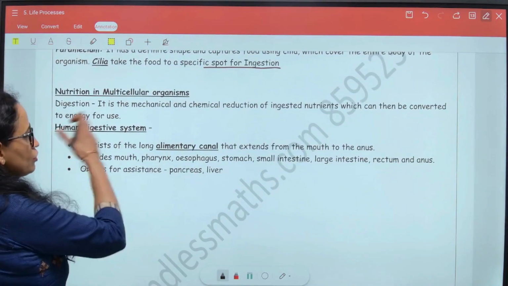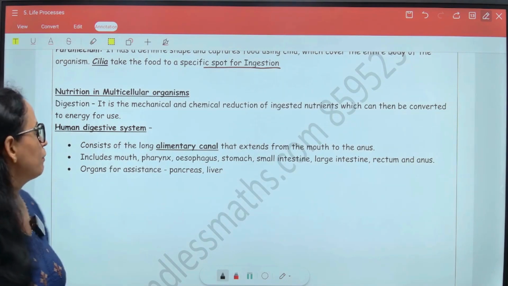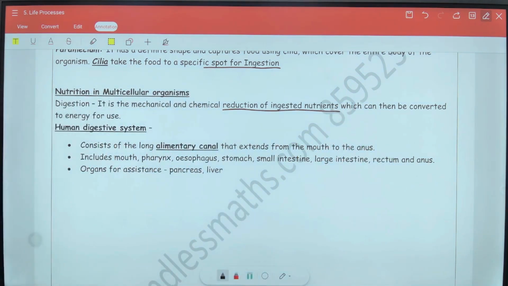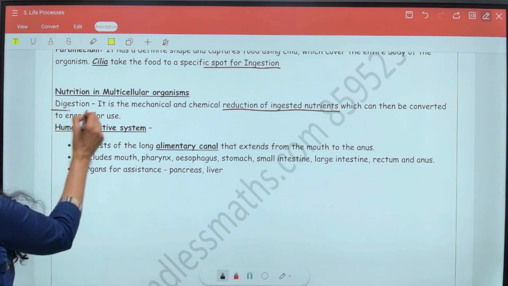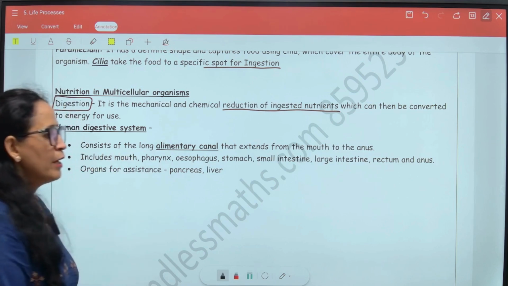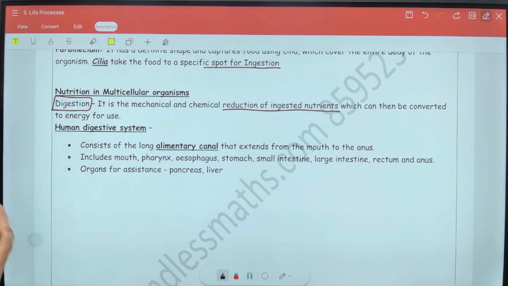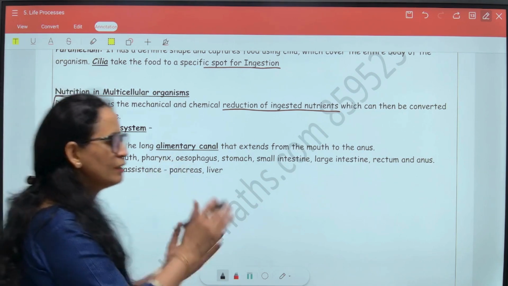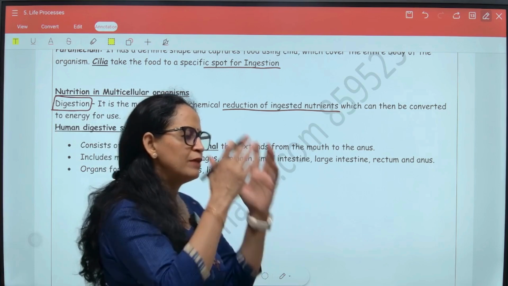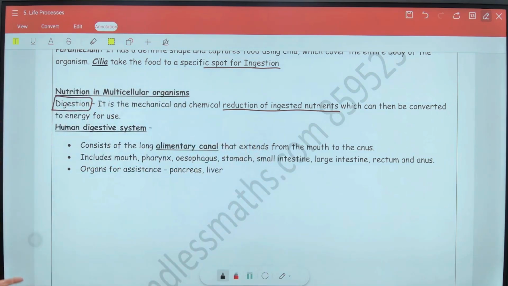So what is digestion? Digestion is basically the process of reduction of ingested food or nutrients that is converted to energy for use. So this is the basic definition of digestion. You should know the definition of digestion. Now let's talk of the human digestive system. The digestive system has a long alimentary canal that extends from mouth till the anus. This includes various organs that come on the way, and these organs differ in width. Some of them are very thin, some of them are wide. So the movement of food through the entire alimentary canal is very important.